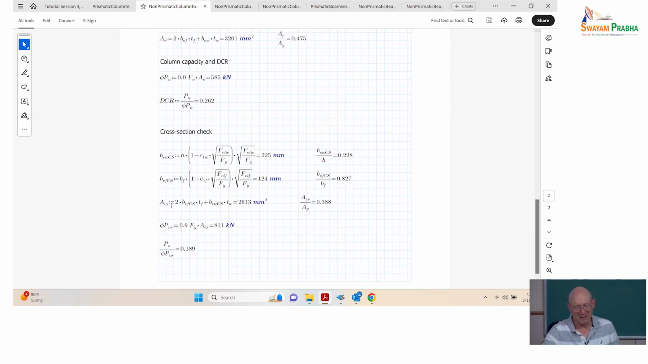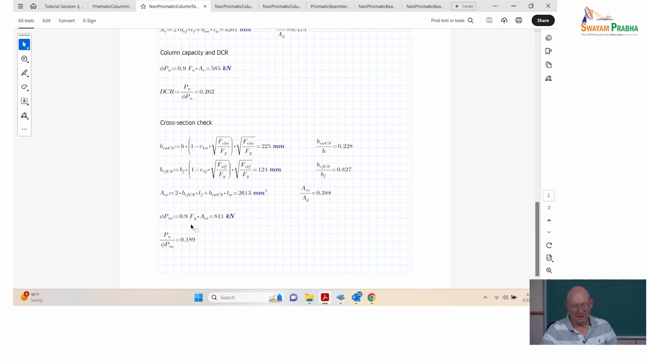Let's get an AES for the S for section. That would be my effective section if I were taking the cross section all the way up to yield. Then I can see AES over AG, my goodness, that's less than 40% of the gross area. This is crazy. And then I can do a phi PNS for a cross section, 0.9 FY AES. So that's what we use to basically gauge.